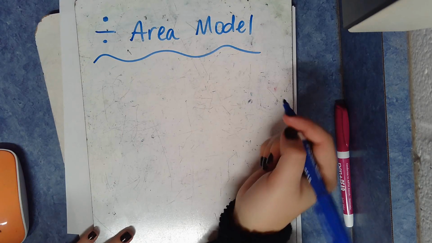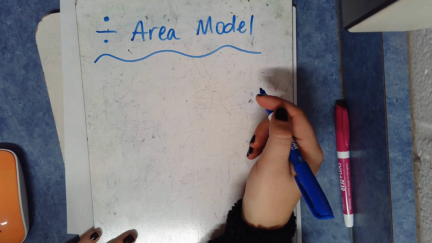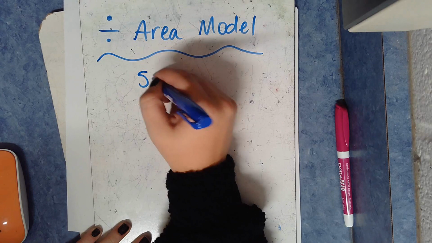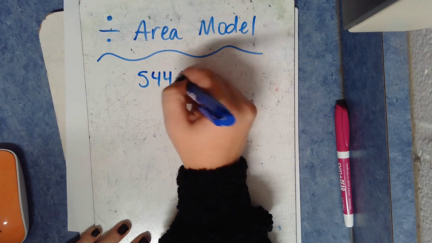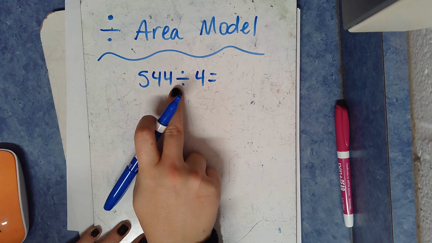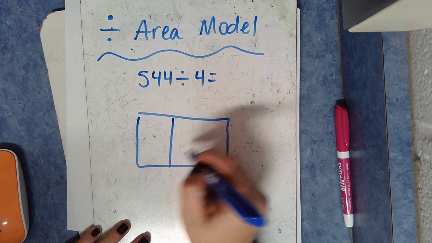Hello friends, this afternoon we're going to be multiplying to divide using place value and an area model. So if my division equation is going to be 544 divided by 4, I have 3 digits in my dividend, so I'm going to create 3 boxes out of my area model.